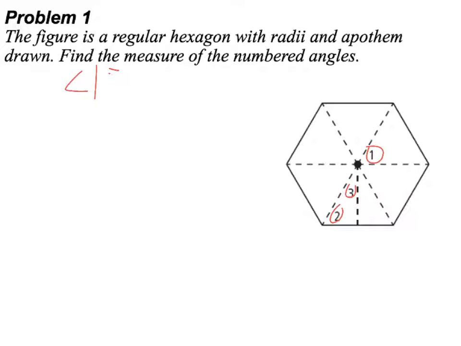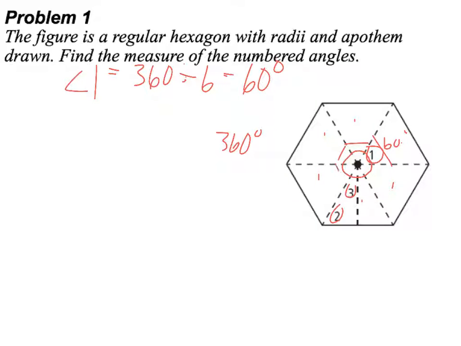How we're going to do that: if I went all the way around the circle of the center, that's 360 degrees. It is broken up into 6 pieces. So to find the measure of angle 1, I take that whole 360 and I divide it into the 6 equal parts. And I get that angle 1 is a 60-degree angle. And all of these are 60-degree angles.